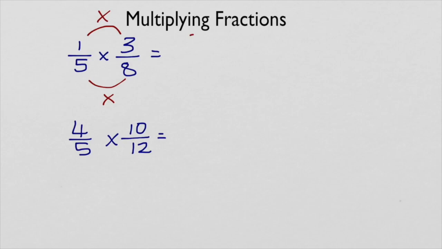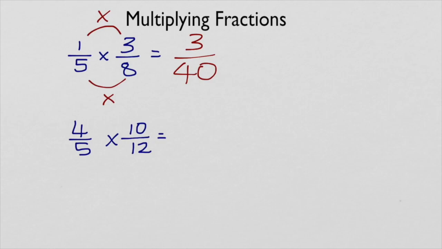all you need to do is multiply the top, 1 times 3, which equals 3, and multiply the bottom, 5 times 8, which equals 40. Then we look to see if we can simplify this. Does 3 go into 40? No, so we leave it as that, 3/40. Then we can have a look at one where the numbers are bigger.